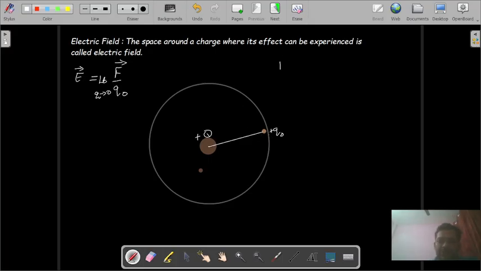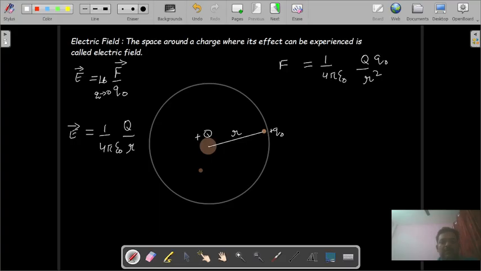As we know from Coulomb's law, the force between the two charges is given by F equals 1 over 4 pi epsilon naught, q over r squared, where r is the distance between the two charges. So if we use this, it's 1 over 4 pi epsilon naught, q q naught over r squared, the product of the two charges divided by the square of the distance. Now if we use this, we get the value of the electric field E. This is the electric field due to a point charge.